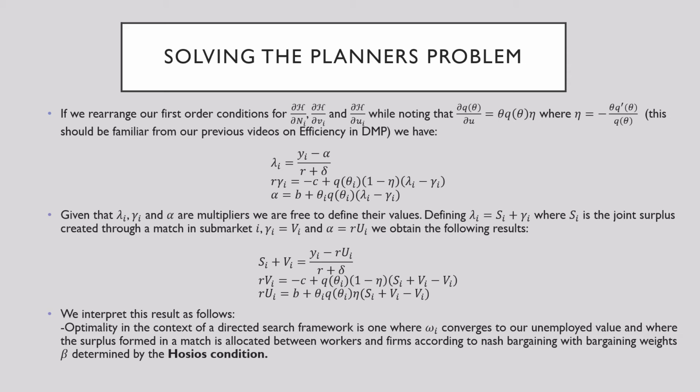Since these are multipliers, we're free to define their values however we want. So we can let lambda be equal to S_i and gamma_i, right? So this is S_i, the joint surplus formed through a submarket match, and gamma_i is equal to V_i, which is the value of a vacancy there. And alpha here is just a regular multiplier, we're just going to define that to be R U_i. And we get the following result.